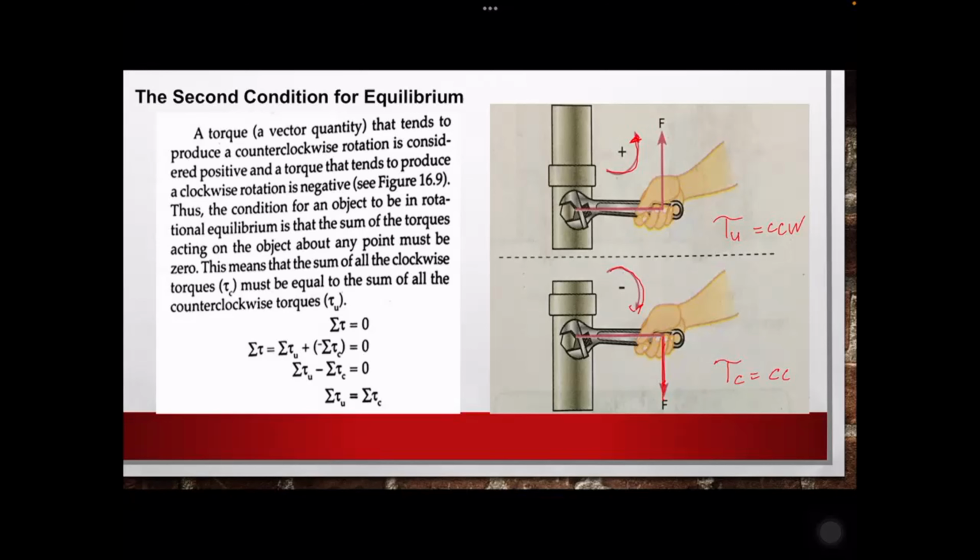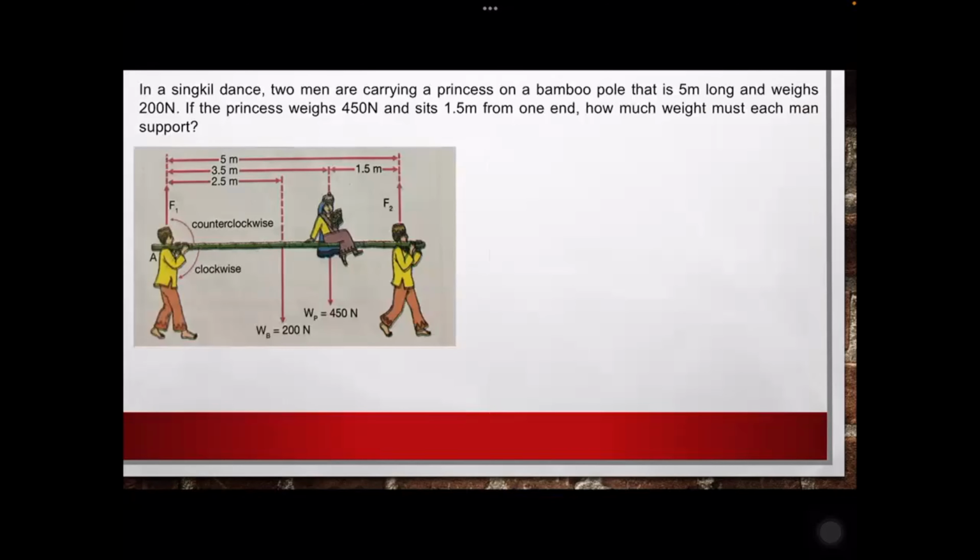Now, to understand more, let's have this problem. In a simple dance, two men are carrying a princess on a bamboo pole that is 5 meters long and weighs 200 newtons. Now, if the princess weighs 400 newtons and sits 1.5 meters from one end, which is F2, how much does each man support?